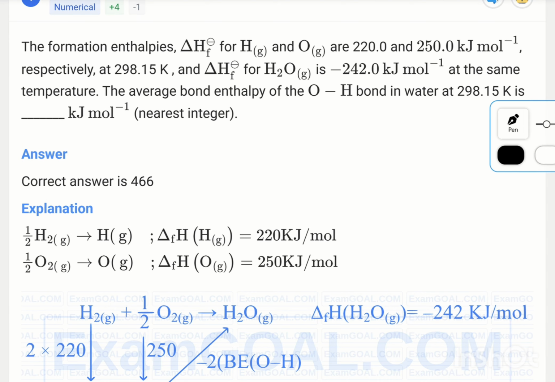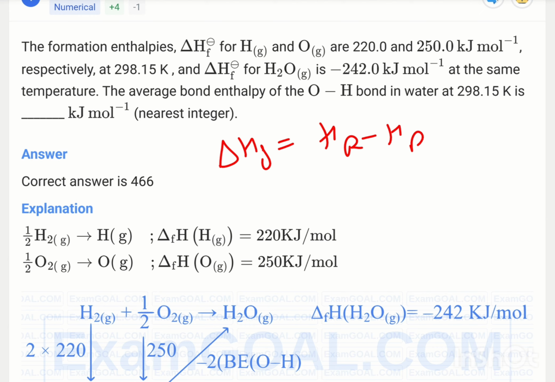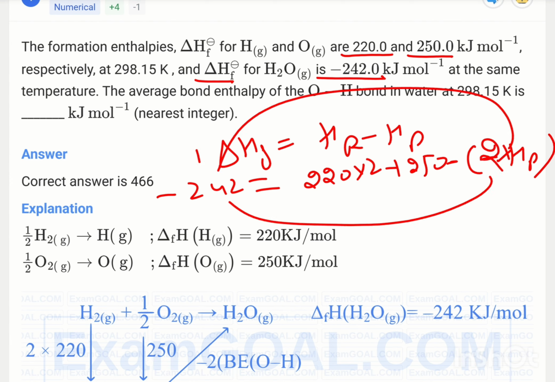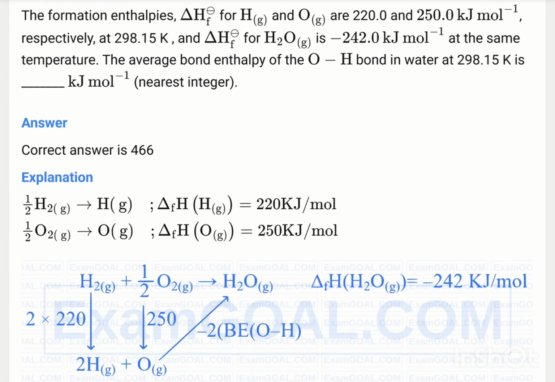Why have we done this? Because delta H formation is equal to HR minus HP. Now the reactant values are positive: 220 into 2 plus 250. The delta H of formation is minus 242. So minus 242 is equal to this one minus HP, that is, the water molecule minus 2 into HP. Rearrange these two values and you will get the same thing. So this is what we have done here.